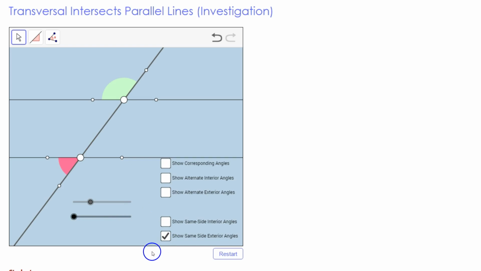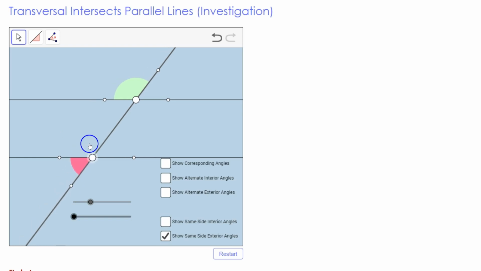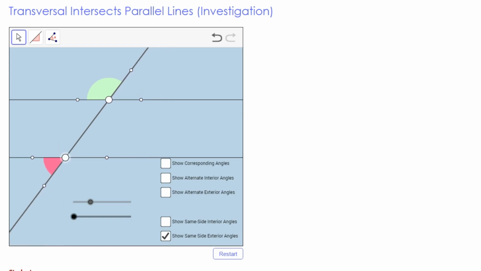Last one we have here is same side exterior angles. So they are on the outside and they are on the same side. And I can't say they're congruent because no matter what we do, they're not going to be the same. And that's it.